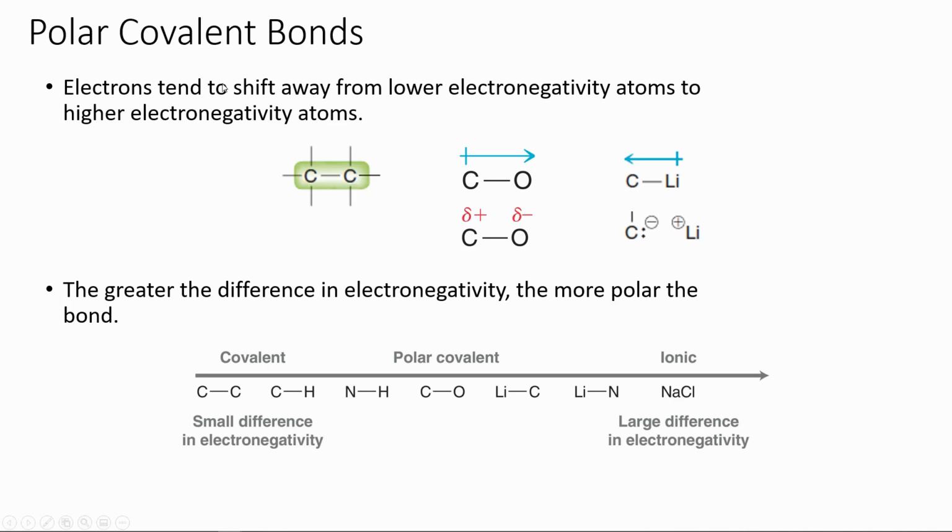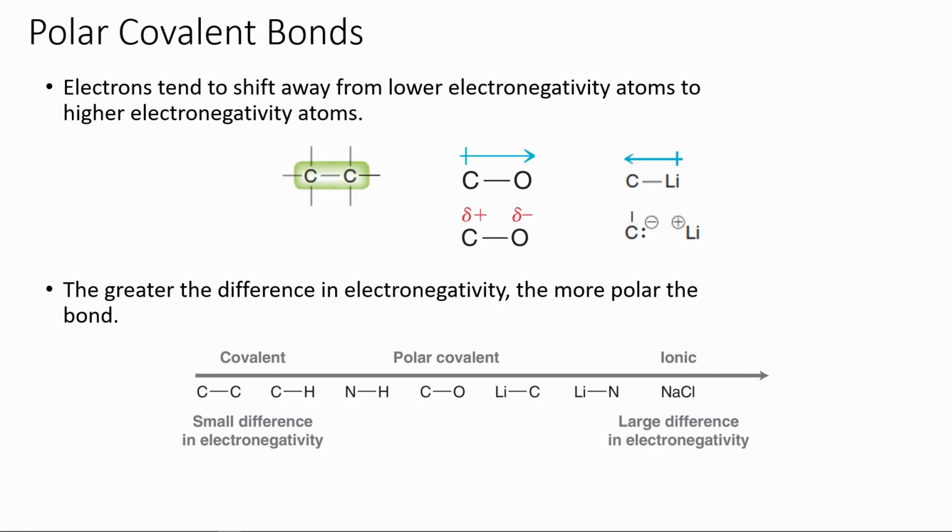Electrons tend to shift away from lower electronegativity atoms to higher electronegativity atoms. Remember on the second slide I said we need to focus on the flow of electrons from negative to positive, and this is an example of one of the building blocks that we're going to be manipulating and probing as we develop our organic chemistry skill set.